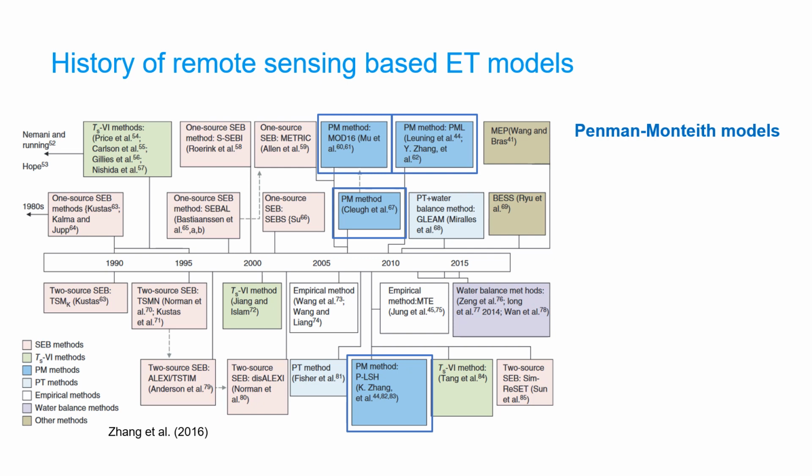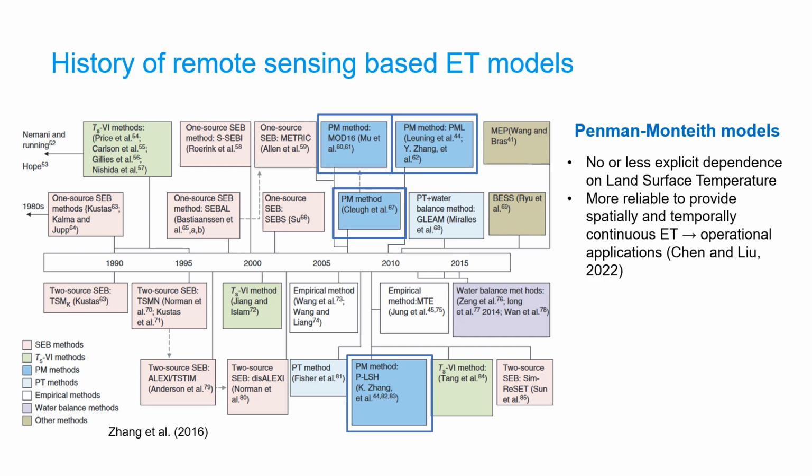The main advantage of Penman-Monteith equation is reducing explicit dependence on thermal remote sensing for land surface temperature estimations. Since Penman-Monteith equation can be applied at different time steps, it is considered more reliable to provide spatially and temporally continuous ET, which is important for operational applications. Moreover, Penman-Monteith is applicable even in water-limiting conditions.